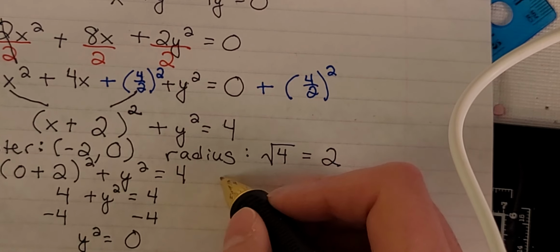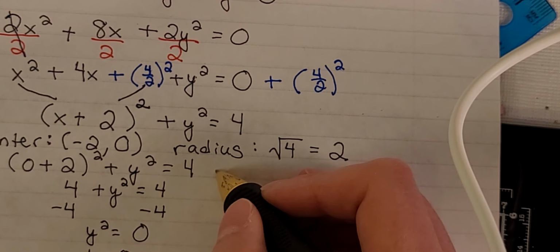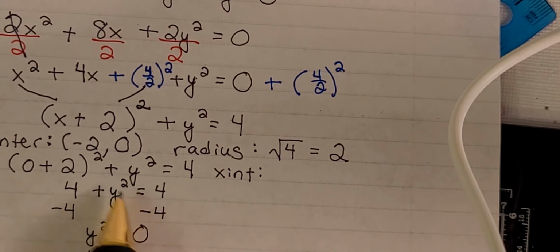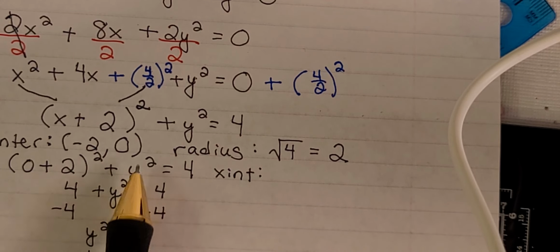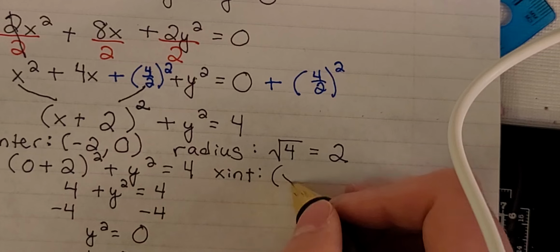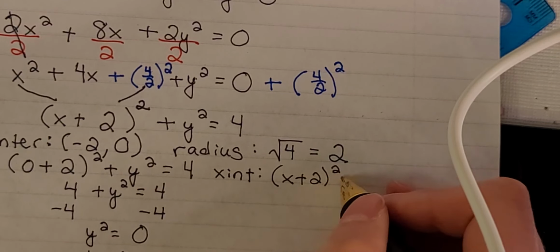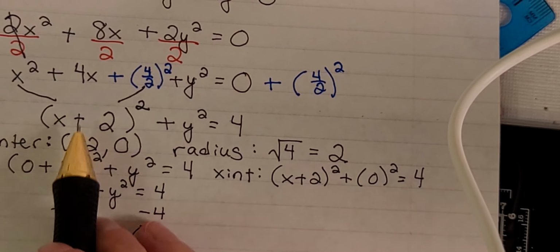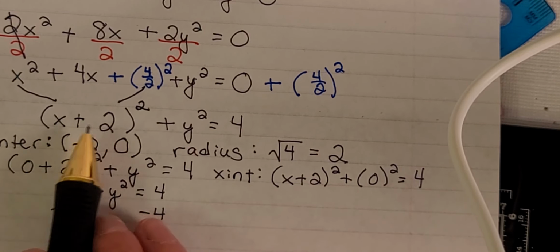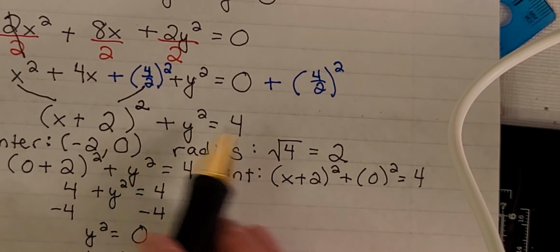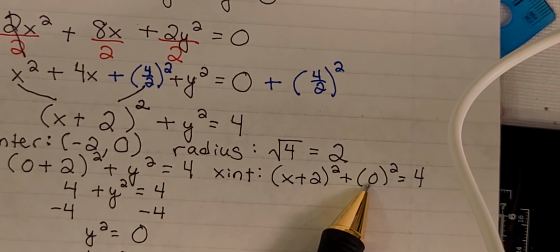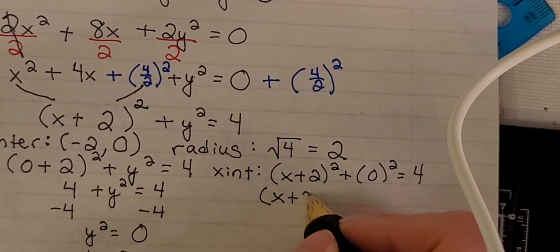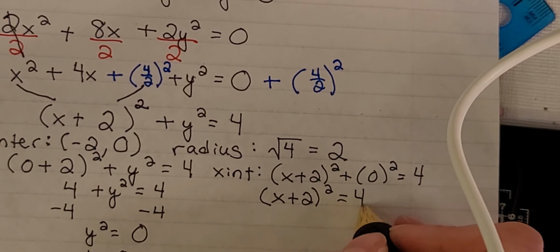Okay, for the x-intercept, we're going to do the opposite now. So we're going to plug 0 in for y and we'll solve for x. So we have x plus 2 squared plus 0 squared equals 4. So I just took this equation, I plugged 0 in for the y. So this thing here is just 0. So I have x plus 2 squared equals 4.